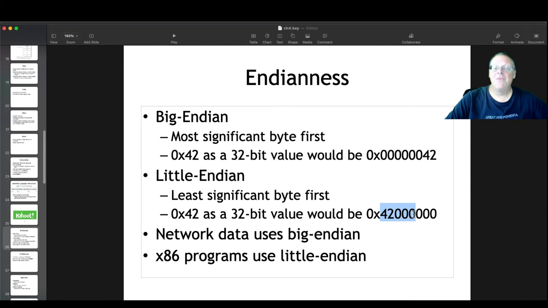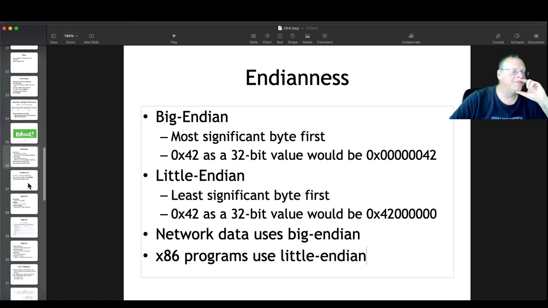Anyway, that's what it is. The bytes are in little endian order, with the least significant byte first. And just to make it worse, networking data uses big endian, and numbers are little endian. So a lot of the time you're worried about which way it is and converting it from one to another.